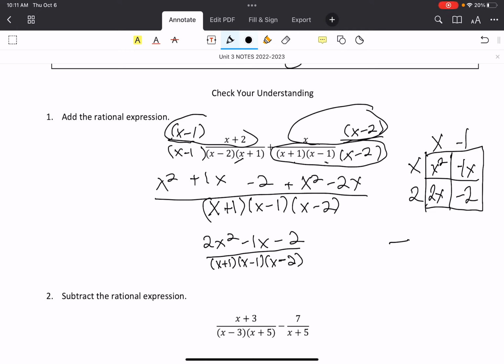Should we leave it like this? No, because we want to factor it. Why are we factoring the top? To see if anything cancels out, because we want to have this reduced, simplified. So we have to see what adds to get the middle and multiplies to get the first times last, negative 4.